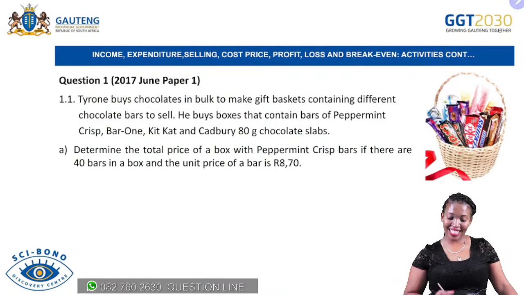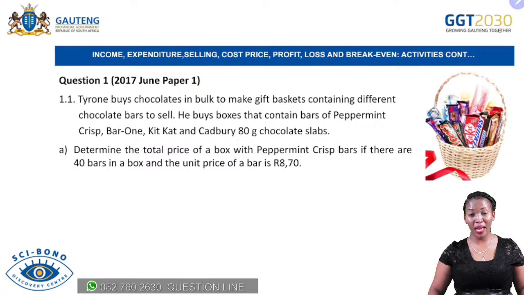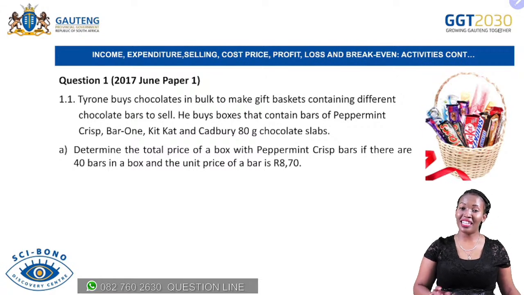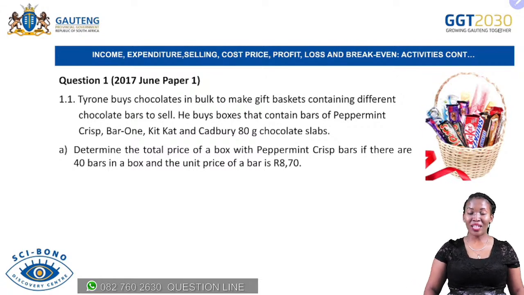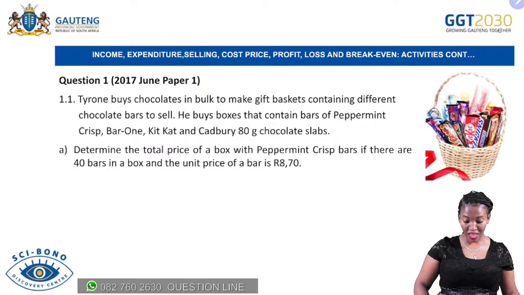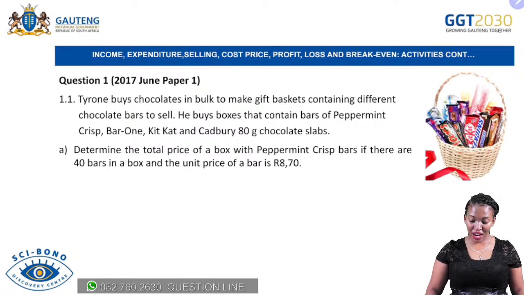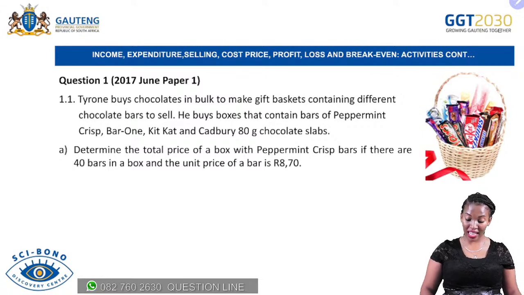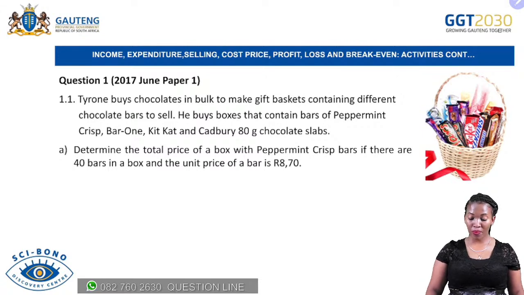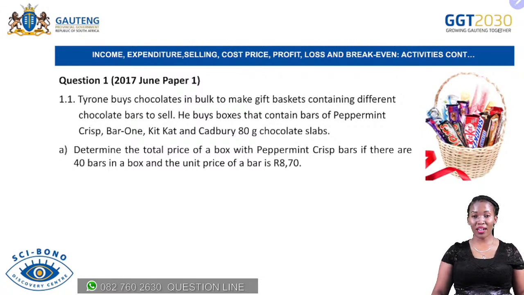Here is another exciting question. This one is from the 2017 June Paper 1, from the National Senior Certificate. So let's see how we do with this one. 1.1, Tyrone buys chocolates in bulk to make gift baskets containing different chocolate bars to sell. He buys boxes that contain bars of Peppermint Crisp, Bar One, KitKat, and Cadbury 800-gram chocolate slabs.